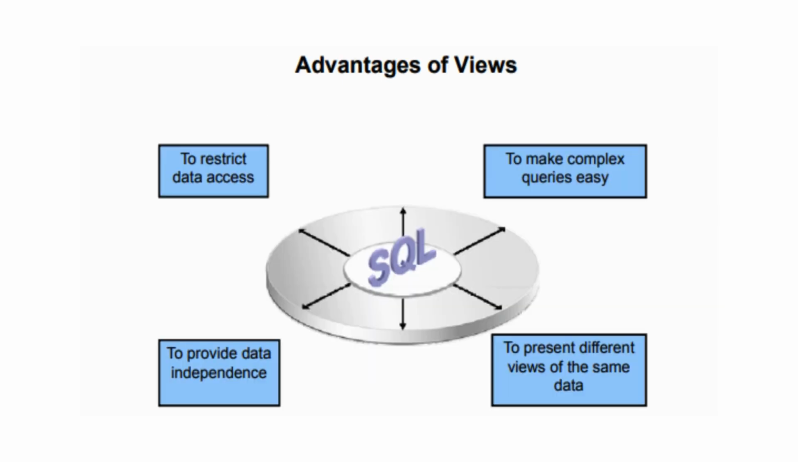Advantages of views. Views restrict access to the data because they display selected columns from the table. Views can be used to make simple queries to retrieve the results of complicated queries. For example, views can be used to query information from multiple tables without the user knowing how to write a join statement. Views provide data independence for ad hoc users and application programs.